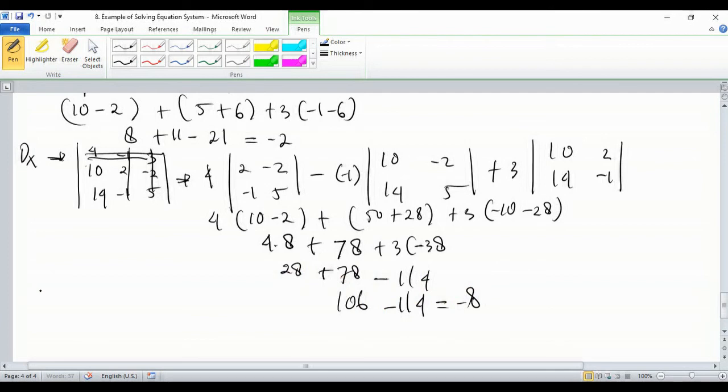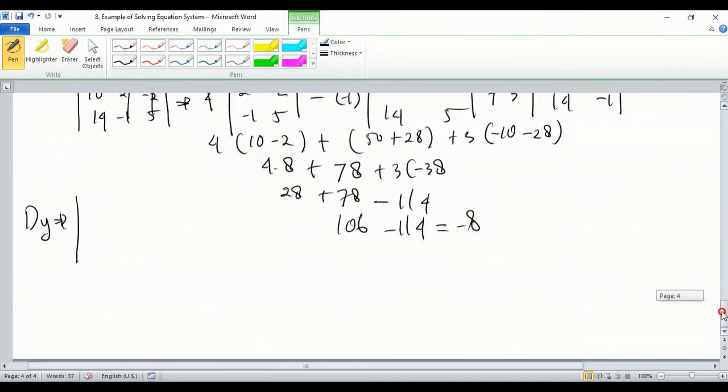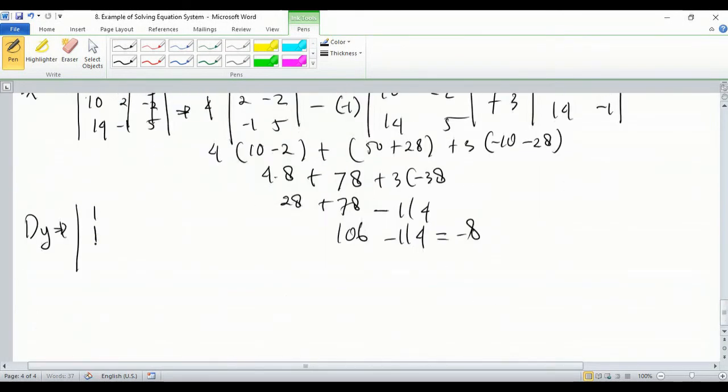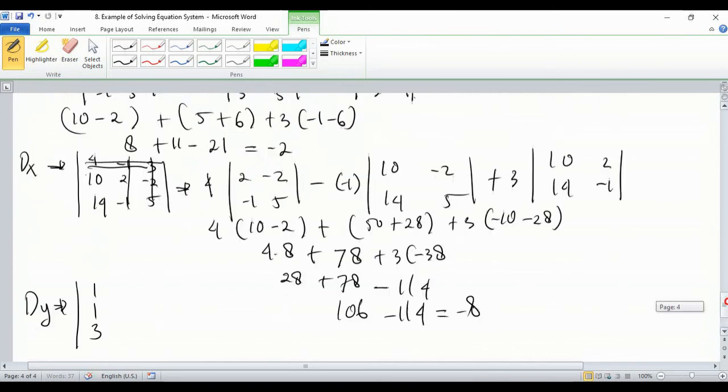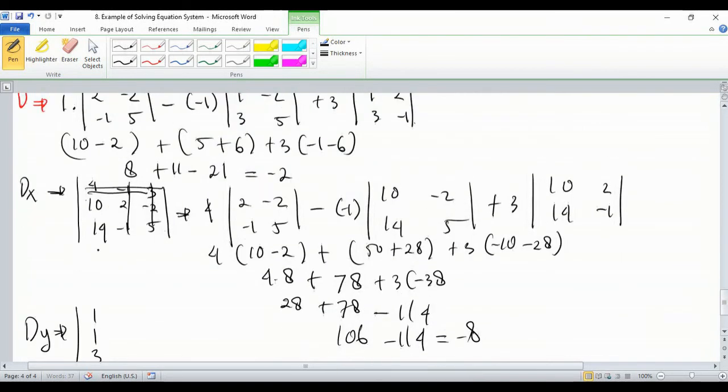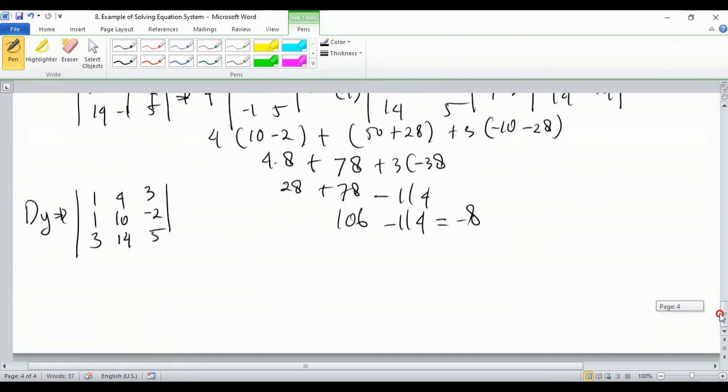So from here, you need to find the dx, the dy, I mean. So the dy is to be, what's the first? Let me see there first. What is the 113? Okay, 113, and then you need to change the y column with the result values 4, 10, 14, and then 3, minus 2, 5. Okay, you can see the difference there.